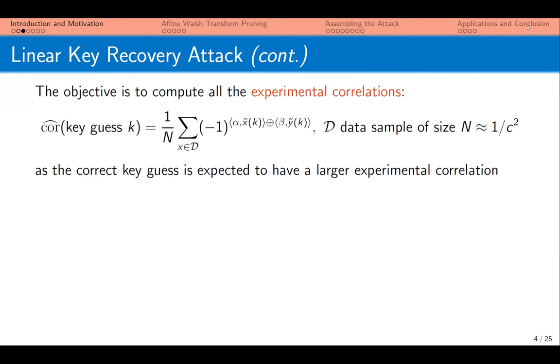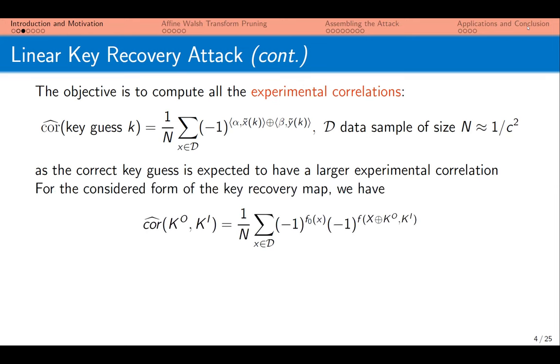The aim of an attacker is to compute the experimental correlation for all key guesses for some given data sample. They get a list of plaintext-ciphertext pairs, and they want to compute the correlation of the linear approximation within this set for each possible guess of the key. For the form of the linear key recovery map considered in the previous slide, this experimental correlation looks like this.